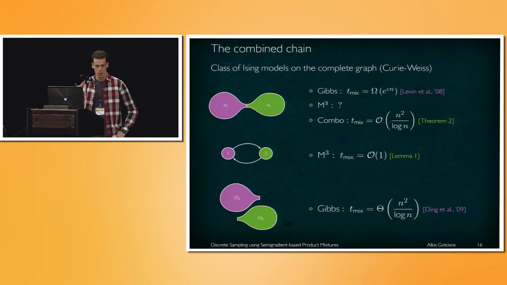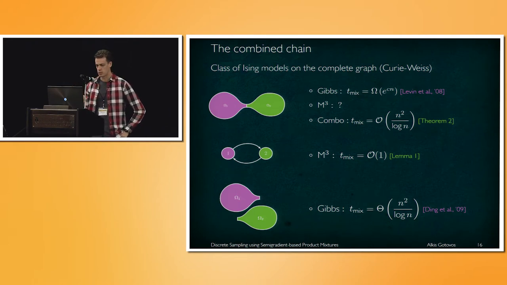And note here again that for the M-cubed sampler, we actually don't know its behavior over the whole state space, and we don't really care about it. What we want from it is just to jump over bottlenecks, and the rest can hopefully be handled by Gibbs.